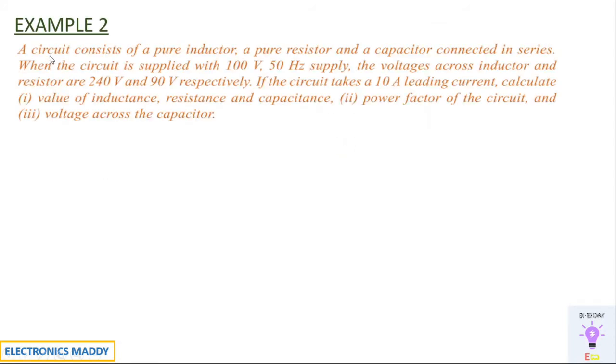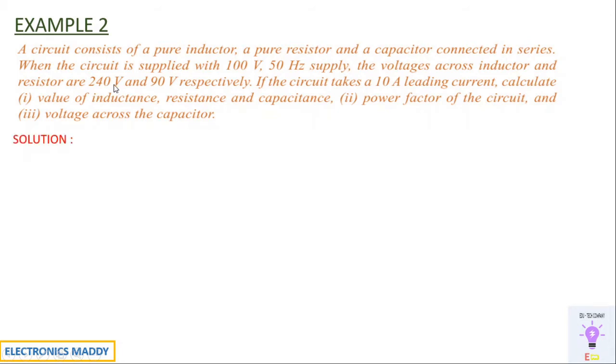So our example 2 is a circuit that consists of a pure inductor, a resistor, and a capacitor connected in series. Again, they've mentioned that they are connected in series. When the circuit is supplied with a 100 volt 50 hertz supply, the voltage across the inductor and resistor are so and so. If the circuit takes a 10 ampere leading current, calculate the value of inductance, resistance, capacitance, power factor, and voltage across the capacitor. Some of the important observations they have themselves mentioned: 10 ampere leading current, that means it is highly capacitive compared to inductive, that is XC is greater than XL. So that is one of the most important observations with respect to it. And apart from that, they've given the voltage across the inductor and the resistor.